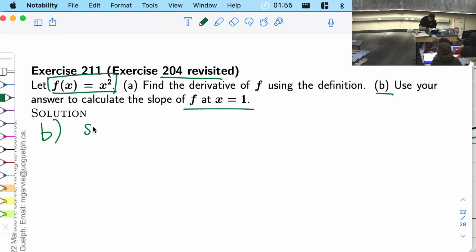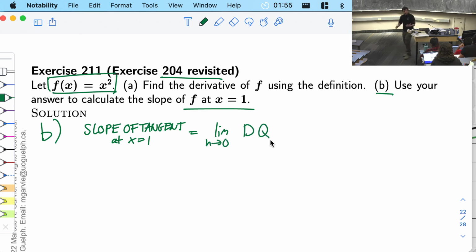And the formula is that the slope of the tangent line at x equals 1 is the limit as h goes to 0 of the DQ. You take the limit of the slope of the secant lines, and when that limit exists, that's the slope of the tangent line. The secant lines are getting closer and closer to the tangent line. That's what we're doing. And if you want to be extra crystal clear, the DQ at x equals 1, because we're doing the value at x equals 1, so we plug in x equals 1. So this is the limit.